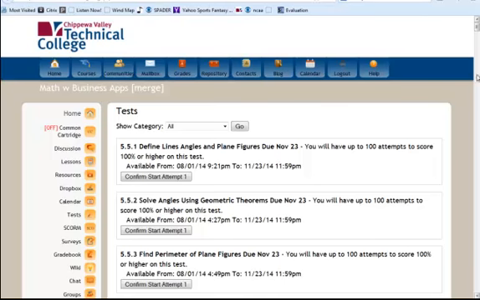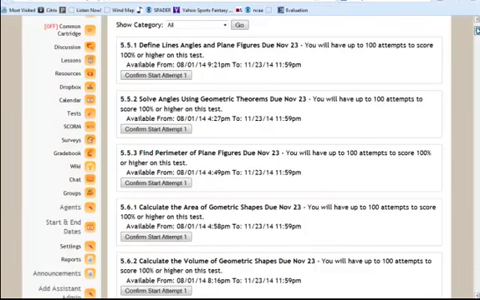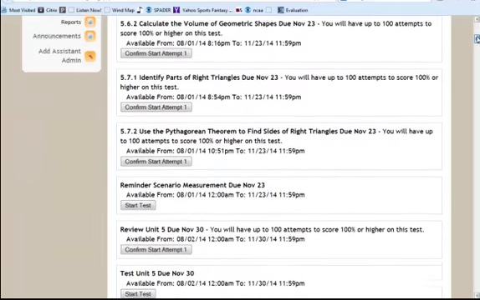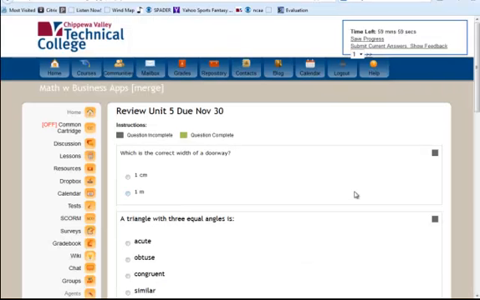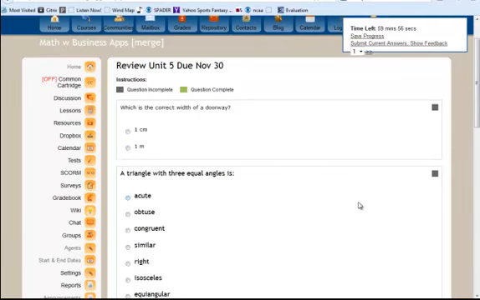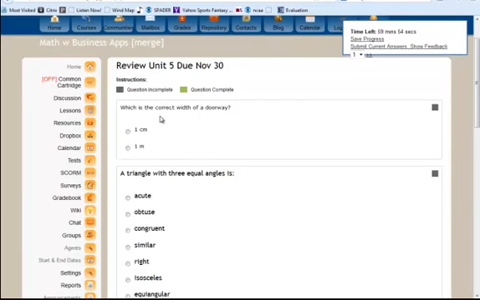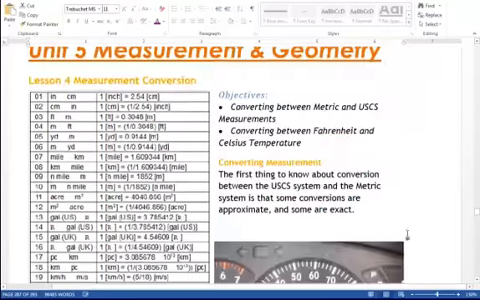What we're doing is the review for chapter 5, and the questions here, if you notice this first one, what is the correct width for a doorway? That comes directly from the book.